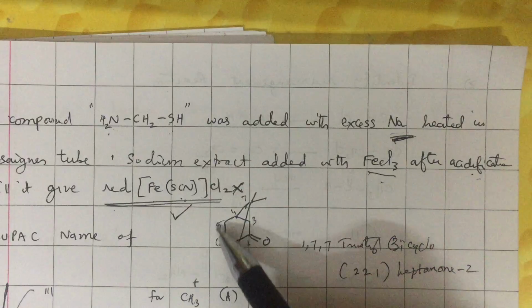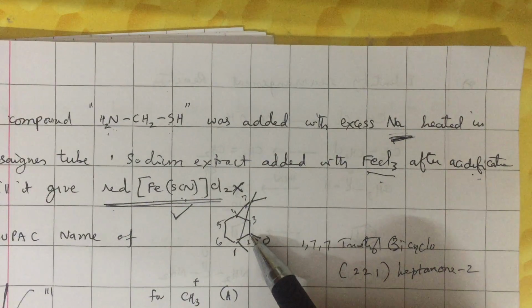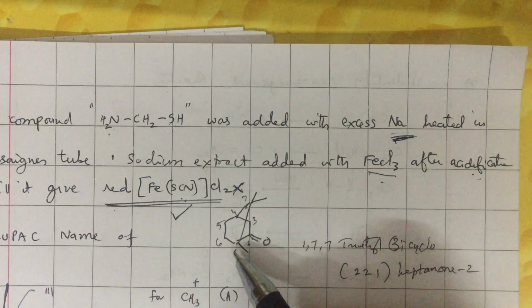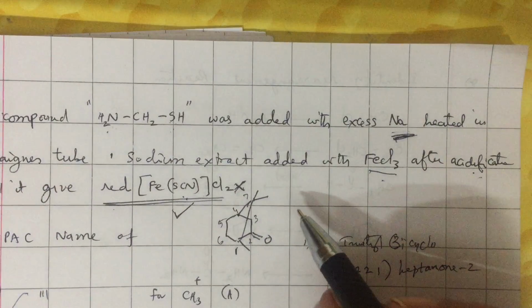and give preference to the side where there are more carbons. Here both sides have equal carbons, but on this side there is a functional group. So we have given the lower number like this. So this is the way to name bicyclic compounds.